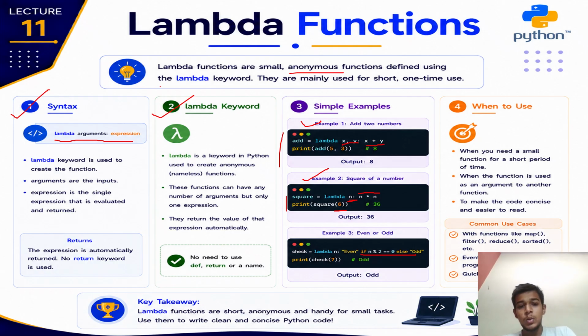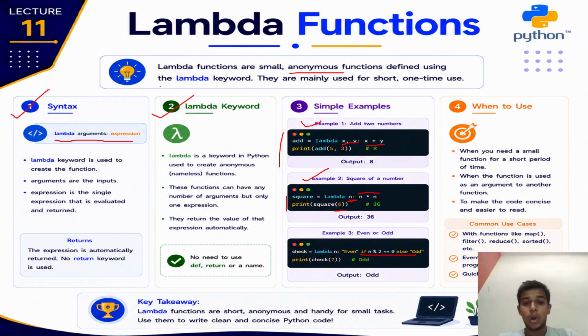Now, when should we use lambda functions? It is an important question. Lambda functions are useful when we need a small function for a short period of time. They are commonly used when a function needs to be passed as an argument to another function. They also help us write shorter and cleaner code. Some common situations include using them with functions like map, filter, reduce, sorted. They are also used in event handling, quick calculation, and other situations where writing a complete function would be unnecessary.